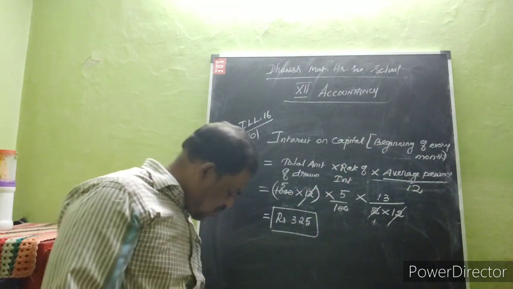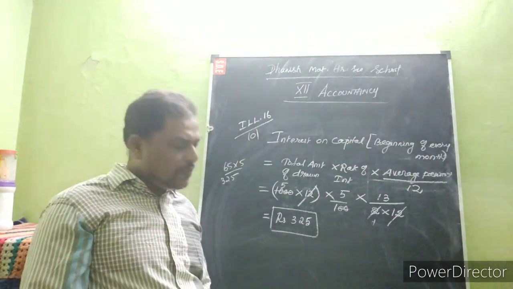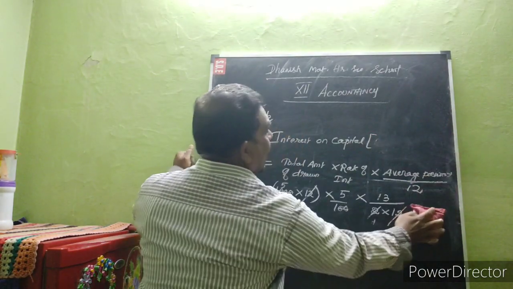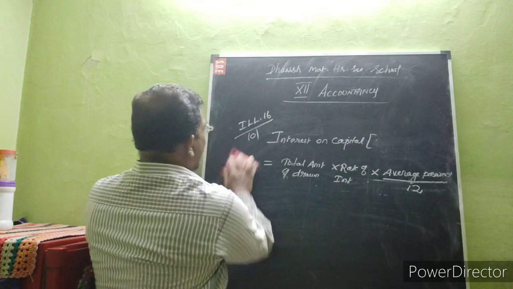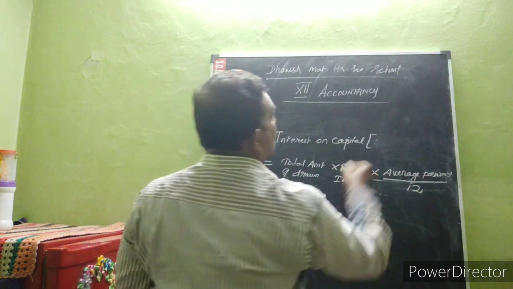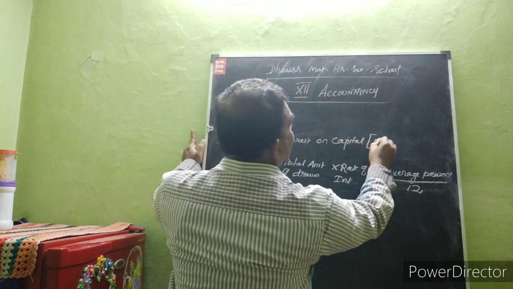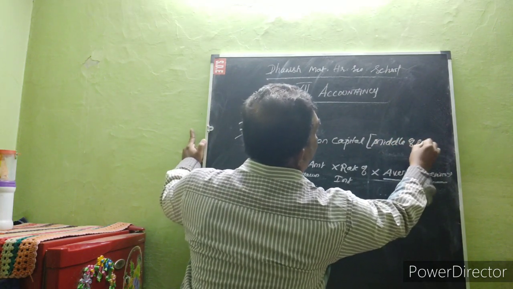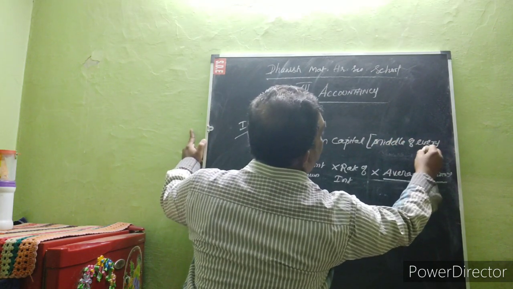Now the second one is what? In the middle of every month. Now I am going to calculate for the middle of every month. So you have to put here interest on drawings, middle of every month.